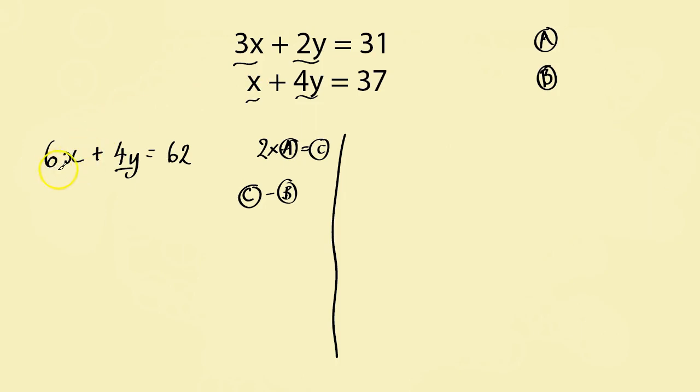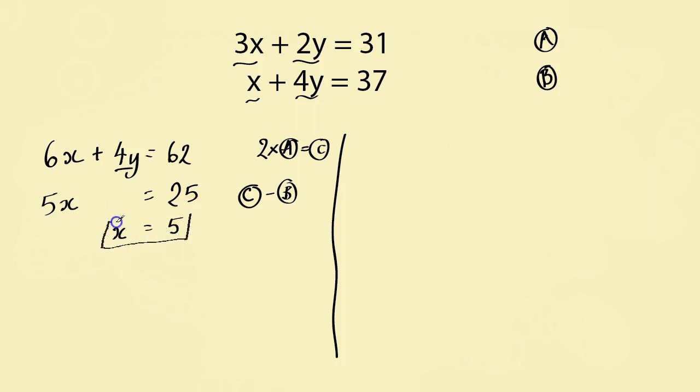C take away B. So 6x take away x gives me 5x. 4y take away 4y gives me no y's, that's what I was looking for. And 62 take away 37 gives me 25. So 5x is 25, that means x is 5.